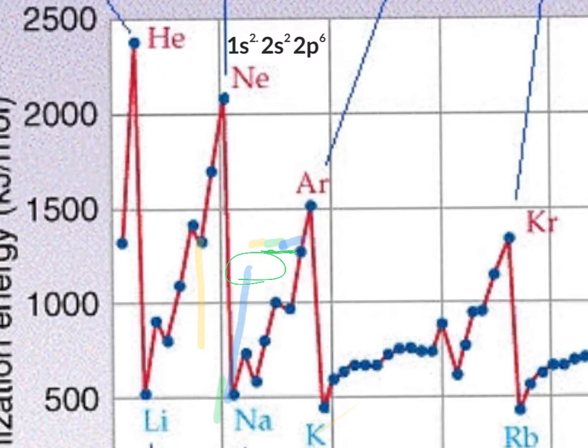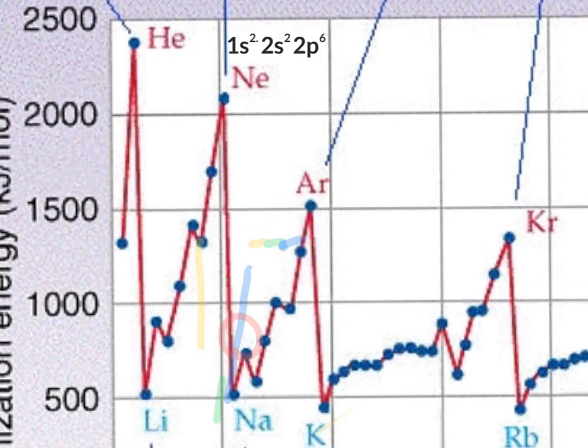The octet rule actually says that atoms want to be stable, like the electron configuration of the noble gases. So yes, these are the most stable, but as it turns out, anything that actually completes a shell, maybe not the entire second energy level, but maybe just completing the 2s shell, will lead to a peak, which is why you see beryllium having a higher ionization energy than boron.